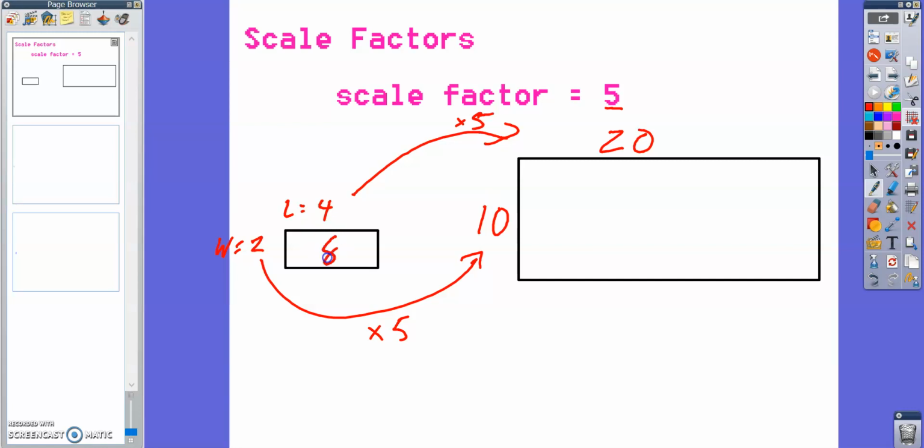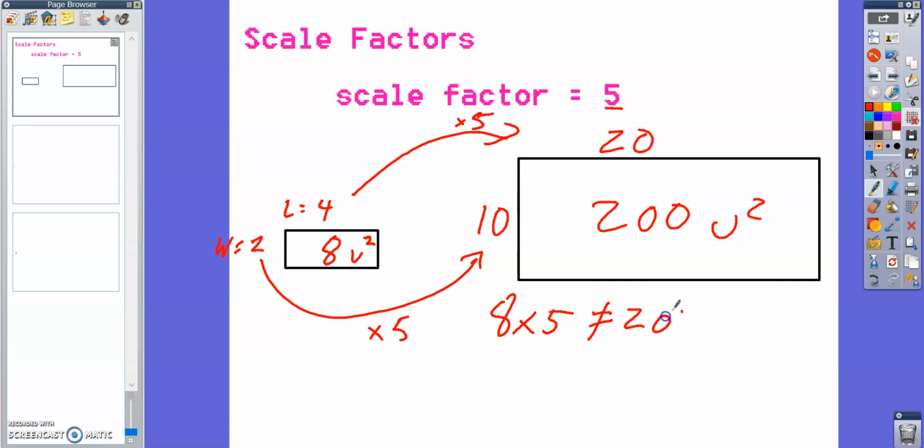The area of this original small rectangle is 8. The area of this new one is going to be 200, and that'll be units squared versus the same units squared. But here's this really weird conundrum. You notice 200 is not 5 times bigger than 8. 8 times 5 does not equal 200. But why? Confused face.